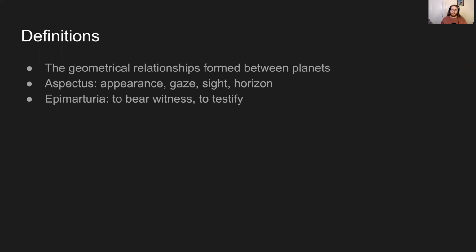So what are aspects? Aspects are the geometrical relationships formed between planets and also signs in a chart, in a birth chart, in a horary chart, in an electional chart. And so the English word aspect comes from the Latin word aspectus, which means appearance, gaze, sight, or like the horizon. One way that this Latin usage is maybe still in use is like in an aspect ratio on a camera or on a TV, you can set it to the ratio of viewing. That would also be related.